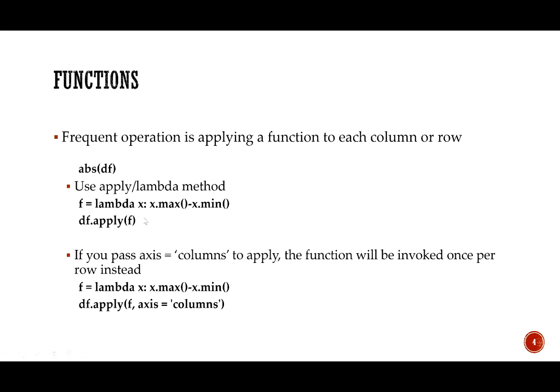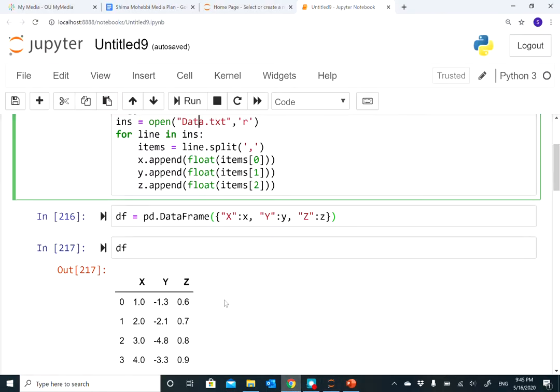And then we can use the apply method. We call DataFrame.apply, and then we can see the result. This function will be applied to each column by default. Now, if we pass axis equal to columns to apply as an argument, the function will be invoked once per row instead. So it calculates that function for each row. To do that, we just need to pass a second argument, axis equal to columns. Let's implement this in a notebook, and you can see what the results look like.